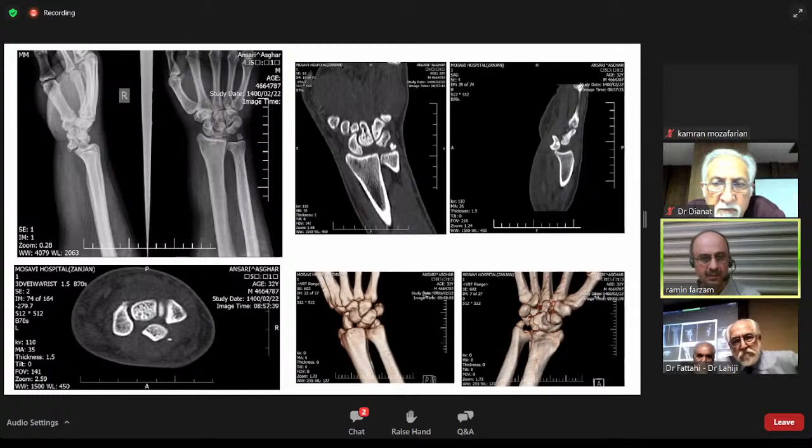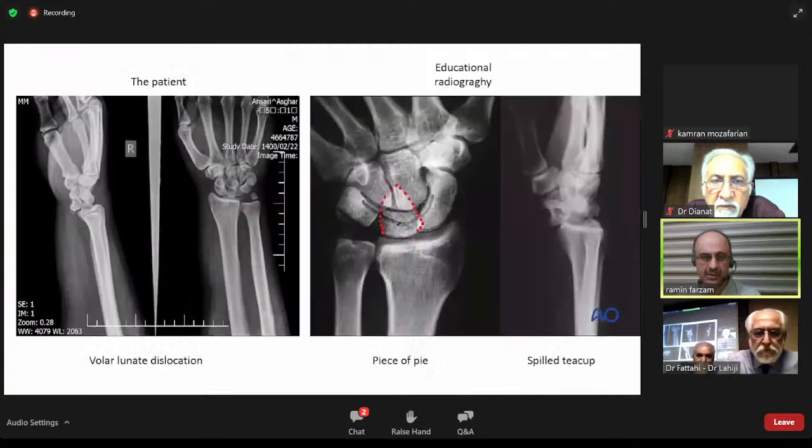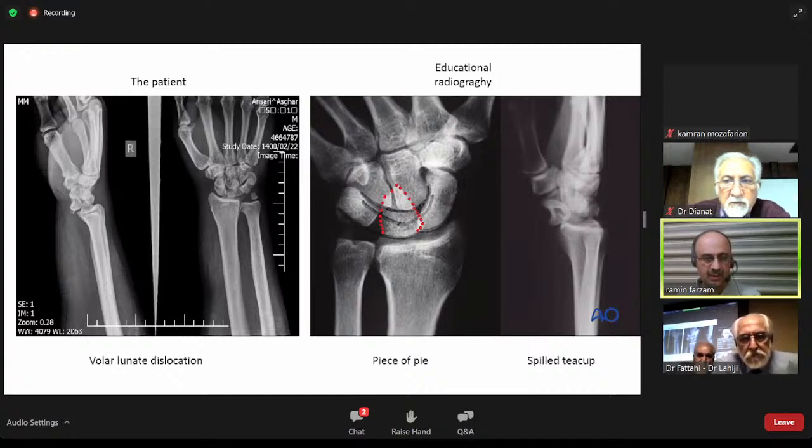Here are the radiographs of the patient, and here are the radiographs for education. As you see in the PA view, the rectangular or trapezoidal shape of the lunate has changed to triangular, which is called piece of pie. Dr. Fattahi talked about it. And also in the lateral view, the lunate has rotated almost 90 degrees, and we call it the spilled teacup sign.